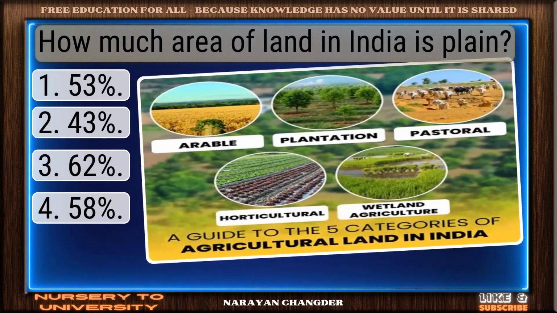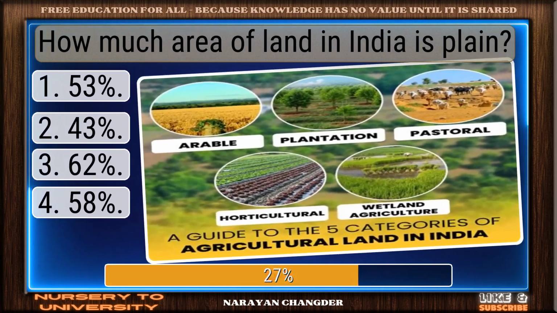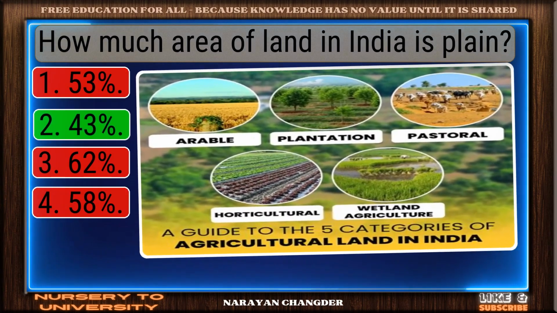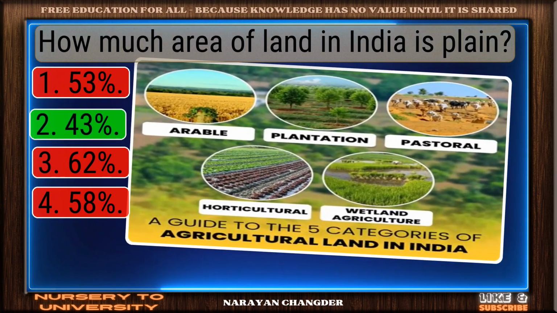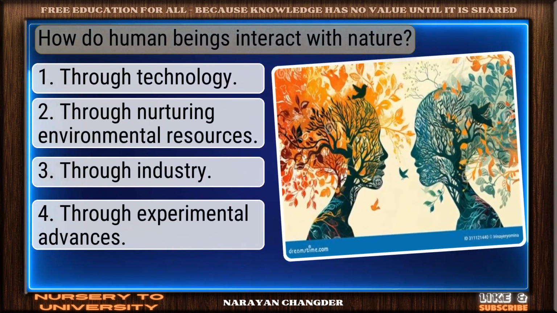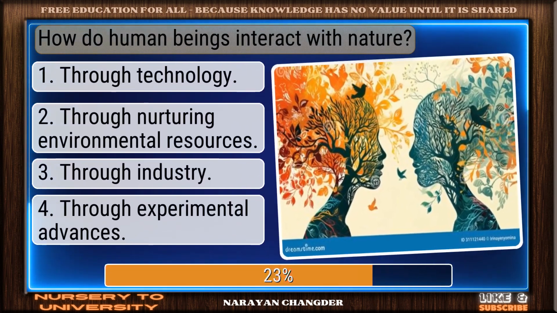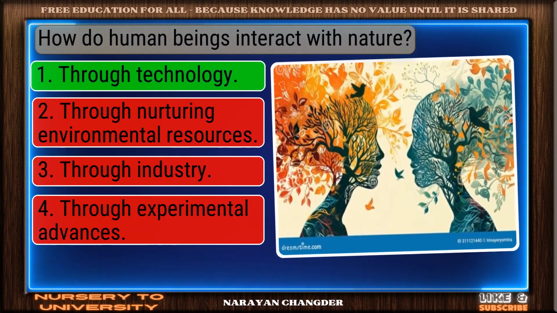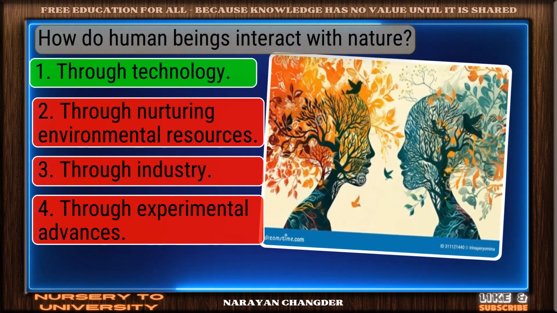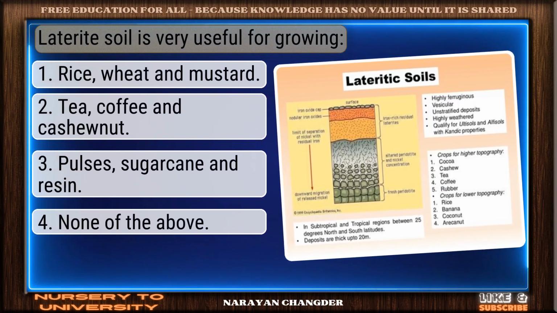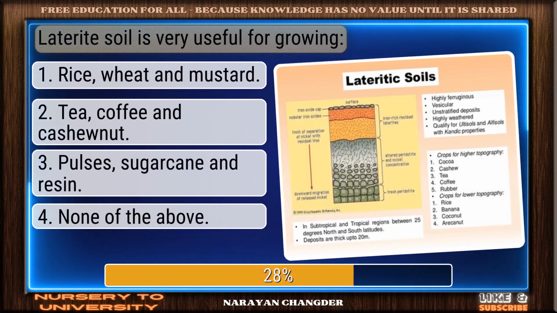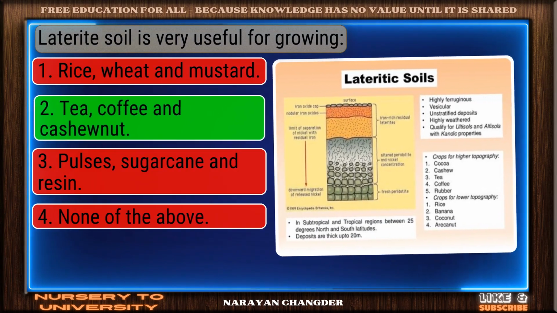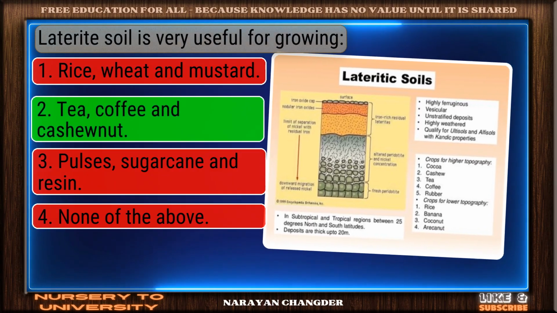How much area of land in India is plain? Smart move. 43% is the accurate answer. How do human beings interact with nature? Valid point. Through technology is true. Laterite soil is very useful for growing. Well picked. Tea, coffee and cashew nut is correct.